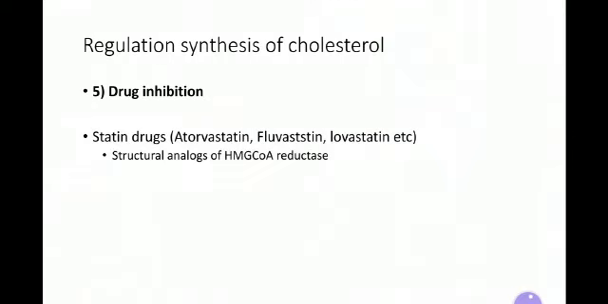Drug inhibition: the statin drugs are actually the competitive structural analogs of HMG-CoA reductase. They bind irreversibly with the enzyme HMG-CoA reductase and will inhibit its activity. These drugs are used in patients with hypercholesterolemia to lower the plasma cholesterol level.